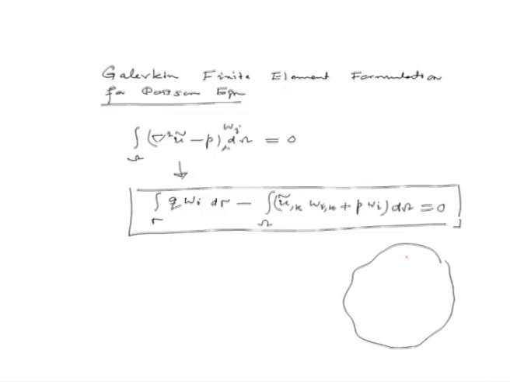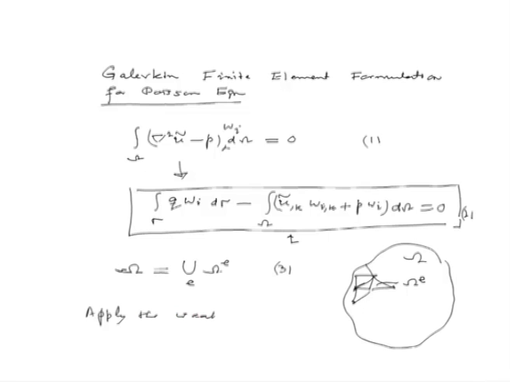Next, this is our problem domain omega. This we would represent by a union of these small subdomains or finite elements. So our omega would be represented as a union of the elements omega e. Any specific one, let us say this particular triangle, can be called our element omega e, and this weak form which we have derived earlier, we are now going to apply to each element.